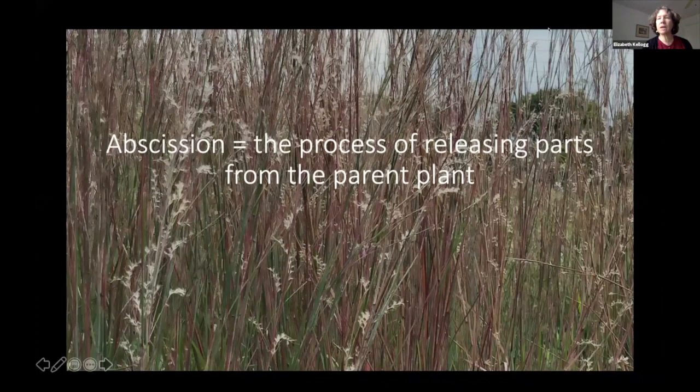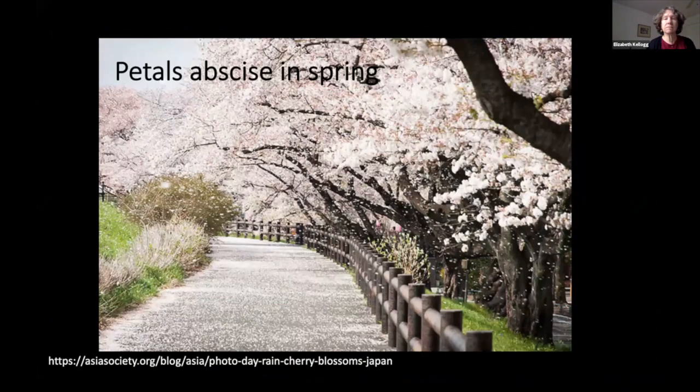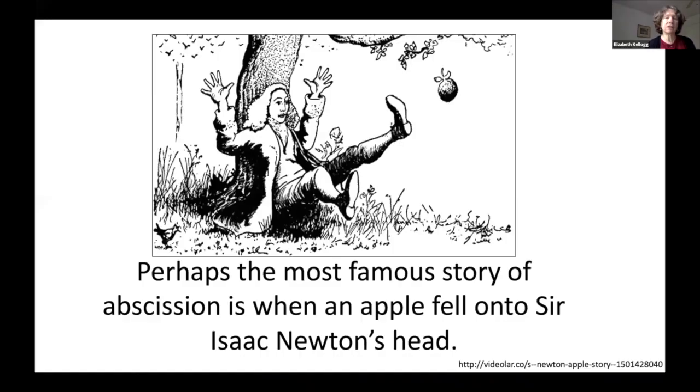And that's the process of releasing parts from the parent plant, things falling off. So, you're most familiar with this in the autumn. Leaves fall off trees, and petals abscise in the spring. Of course, dandelion fruits abscise pretty much all the time, including when you don't want them to. And the most famous story of abscission may be the apple falling off the tree onto Isaac Newton.